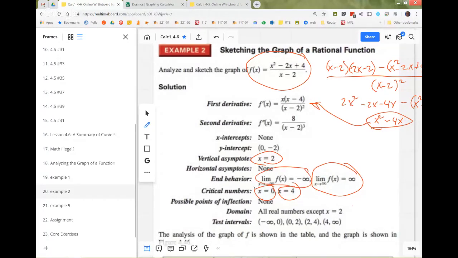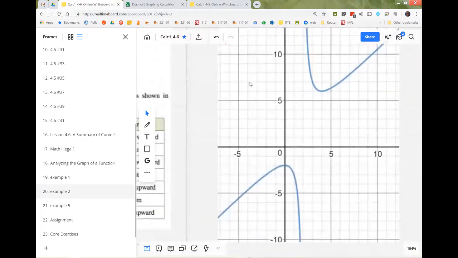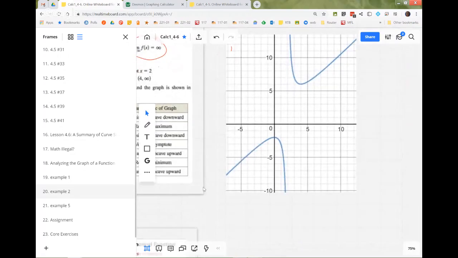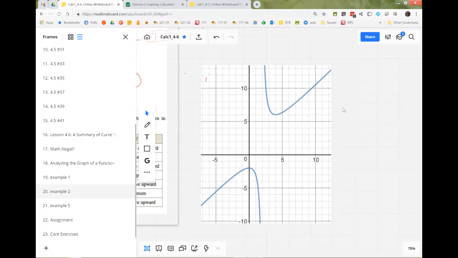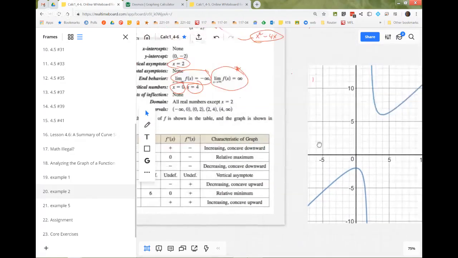So what these two things tell me is when you're way over on the left of the graph, you're going to be way down. And this one says when you're way over on the right of the graph, you're going to be way up. Let's take a peek at the graph. Sure enough, we're way down far left. That's the limit as x approaches negative infinity. As x approaches positive infinity, we're going to be way up here. So even those limits tell you important things about the graph.